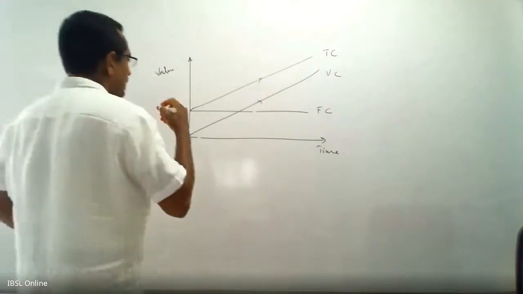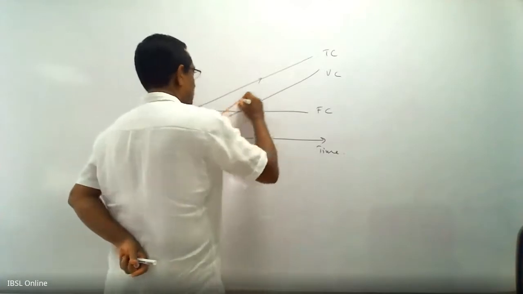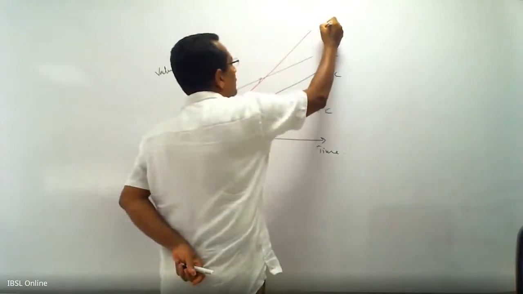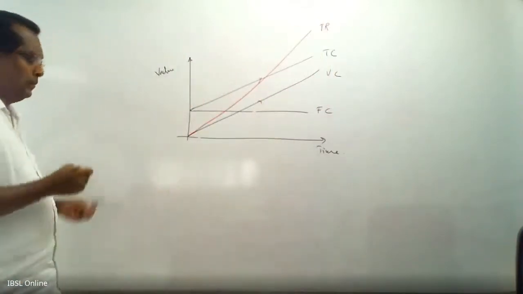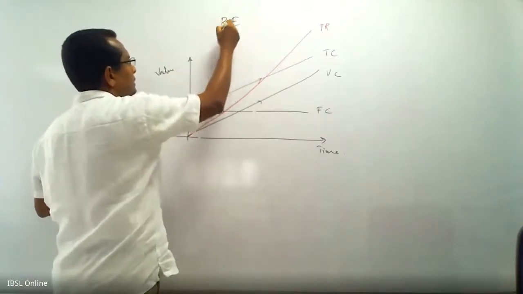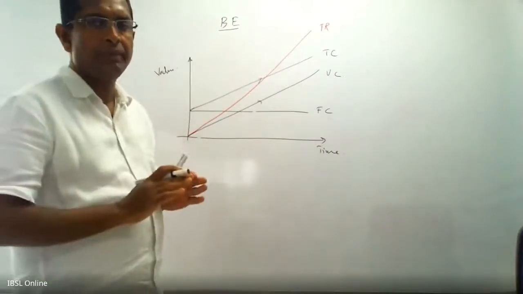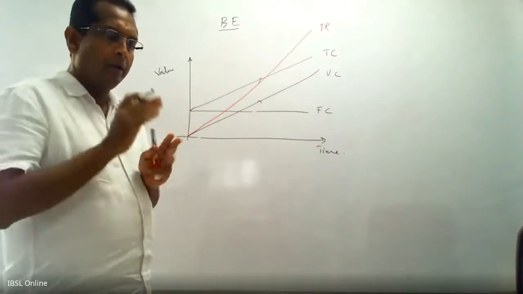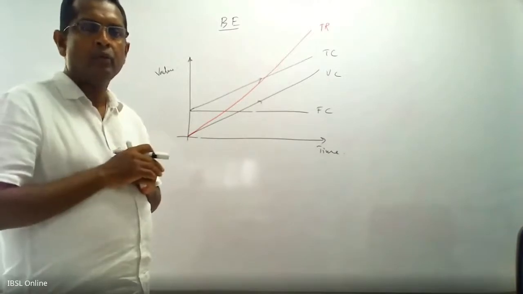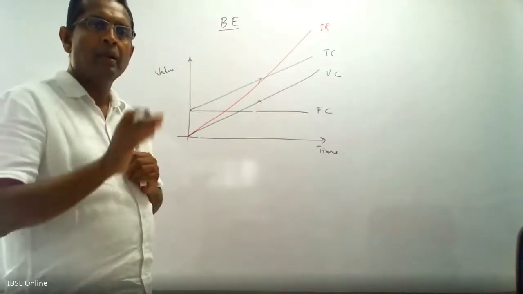Then we have sales line, which is the total revenue line. Right? Total revenue line. We are discussing about break-even point. Right? What is break-even point? It is the point at which revenue generated equals the cost associated with generating that revenue. That means no profit, no loss situation.